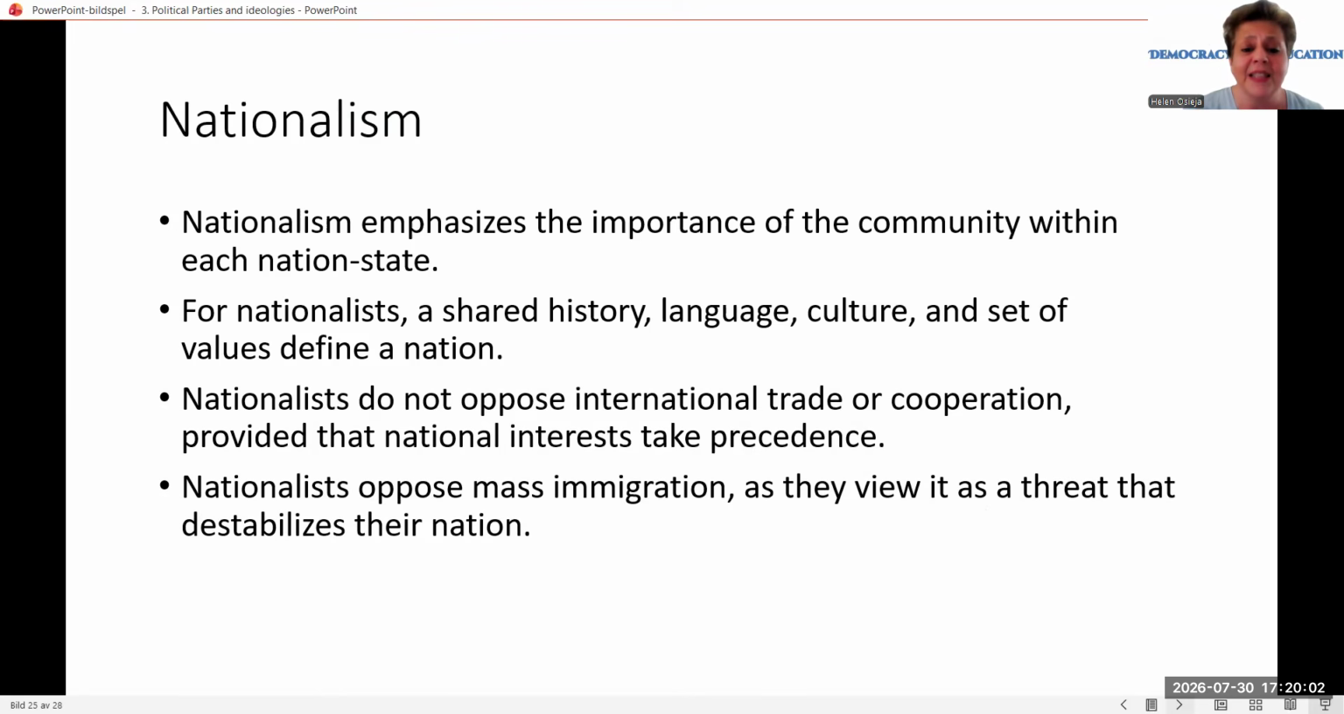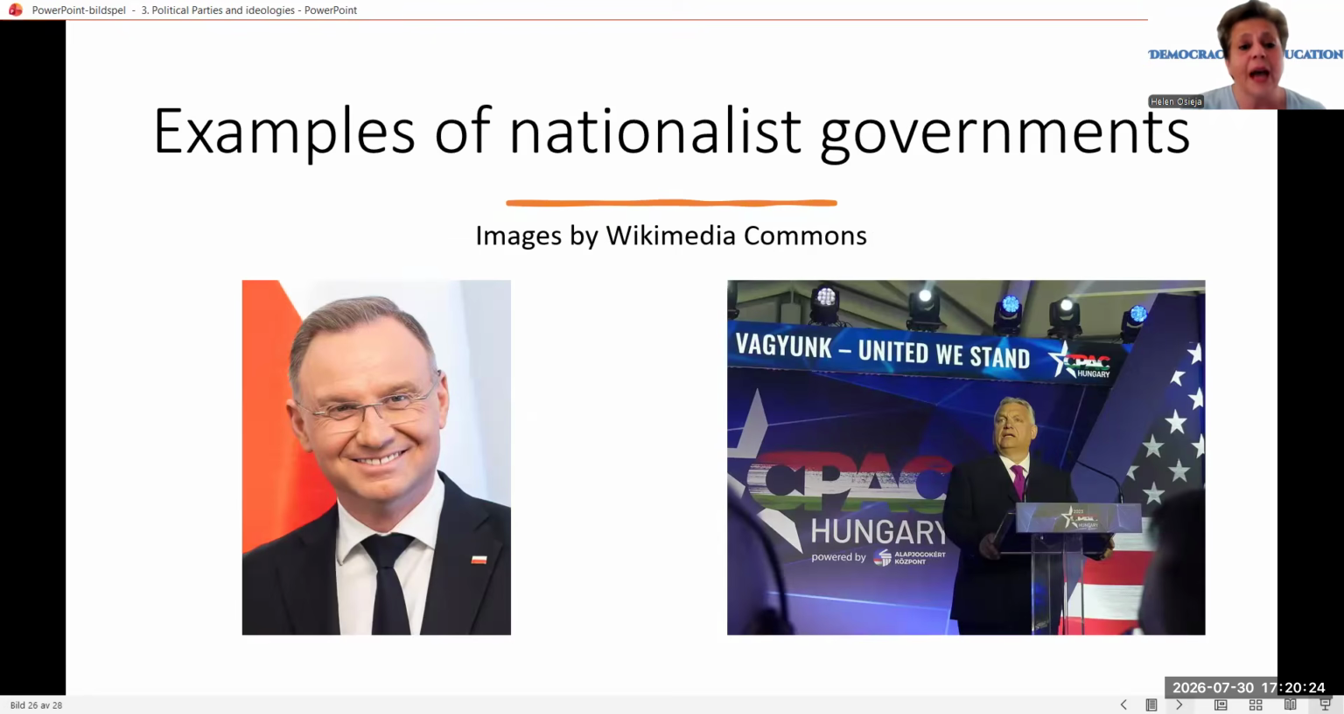Nationalists are against mass immigration because they view it as a threat that destabilizes their nation. Letting in people who speak a different language, have a different culture, have different values, etc., means destabilization and eventually the destruction of the country. Now, there are some examples of nationalist governments like Andrzej Duda in Poland and Viktor Orban in Hungary. Of course, they have nothing to do with National Socialism.